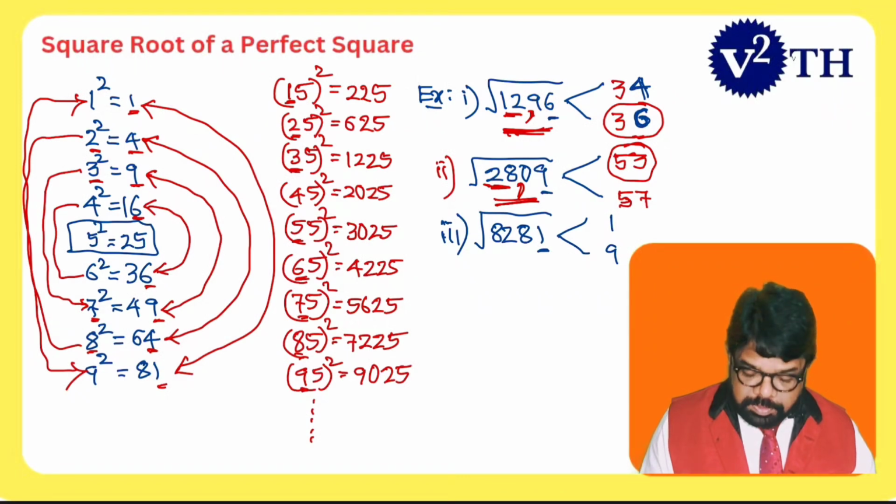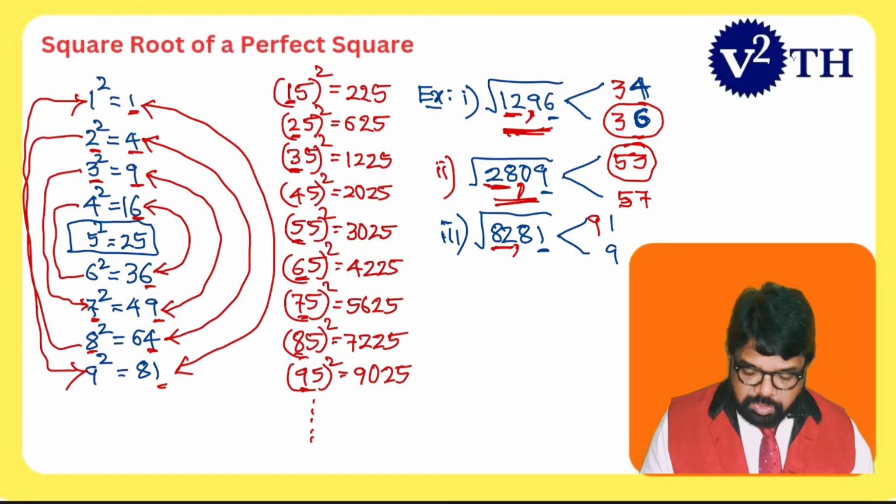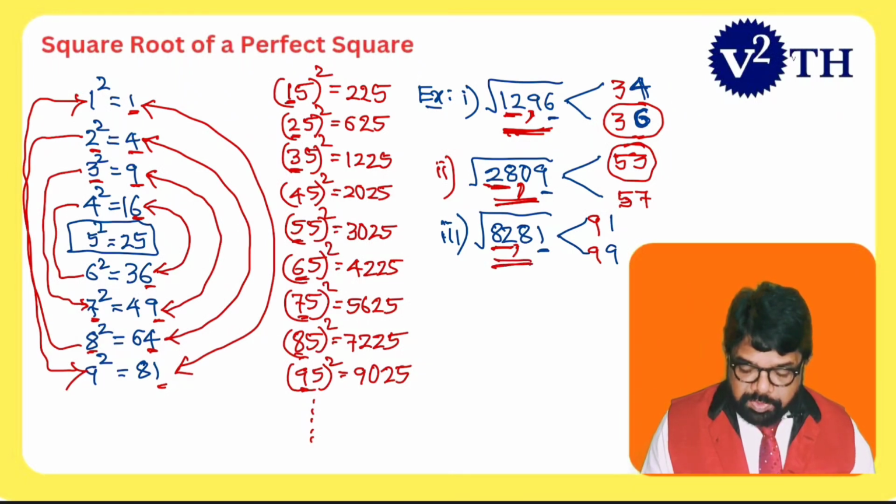Now how can you identify the first digit? After 2 digits put a comma, and the square root of 82 lies between 9 and 10: 9 square is 81, 10 square is 100. So take the lesser value, 9. It may be either 91 or 99. Take the middle value, 95 square. What is 95 square? 9025. Our number is less than 9025, so our answer will be less than 95. So less than 95 means 91 is the answer.